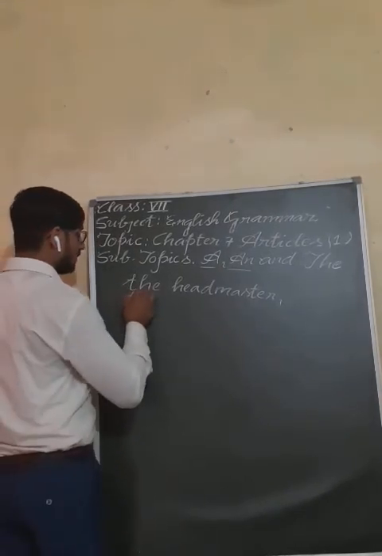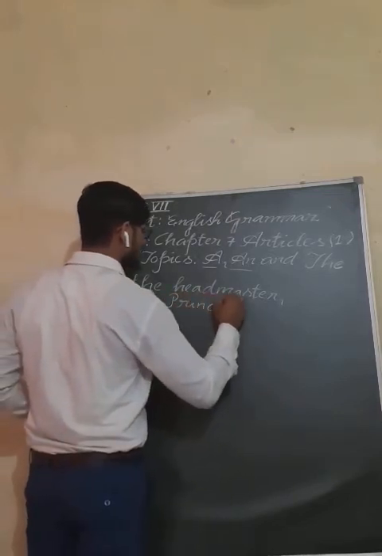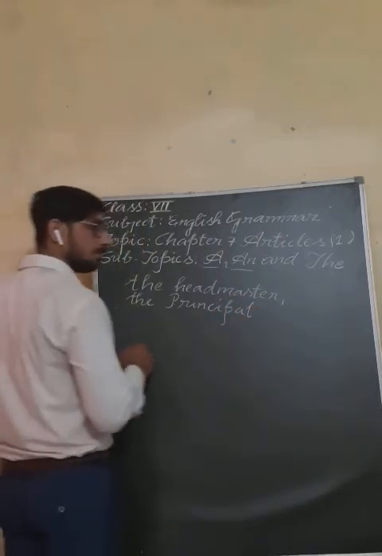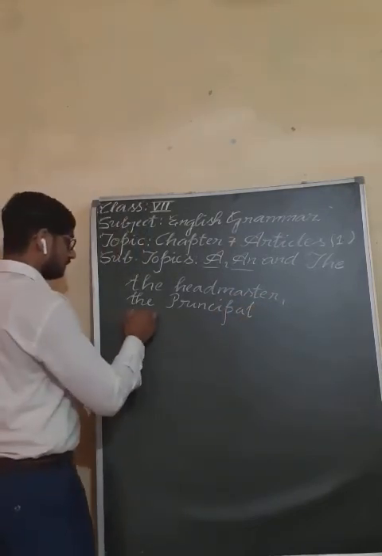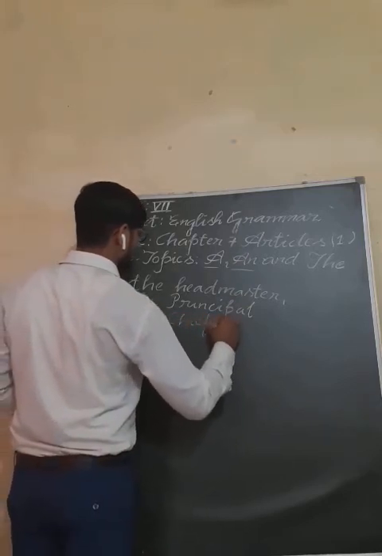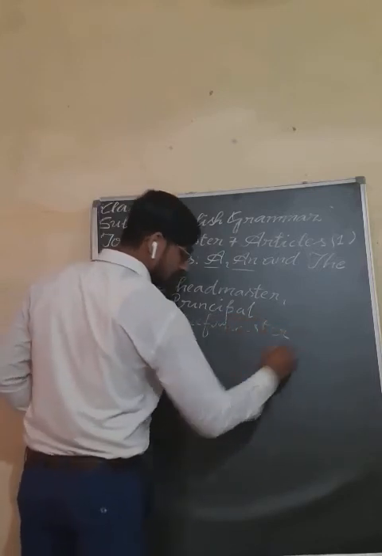The headmaster, the principal, because principal is supreme, the headmaster is supreme, one not more. Understand? The chief minister, we can use the before, then the prime minister. Understand?